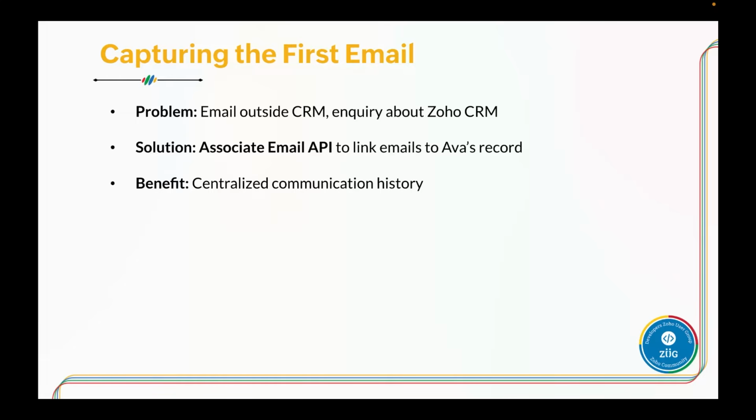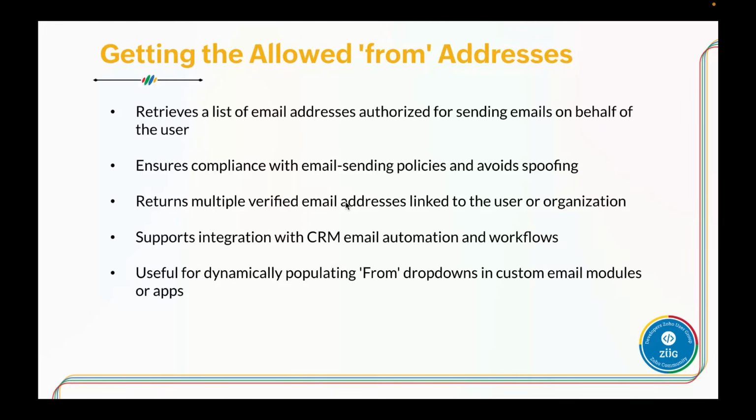And the beauty of this API is that it's not just for this first email. You can use it anytime you need to link external email threads to the CRM. So your history is complete and clean, even if you didn't send it directly from Zoho CRM. Absolutely. Now, Ava has come back with an email inquiring about Zoho CRM's capabilities for her business.